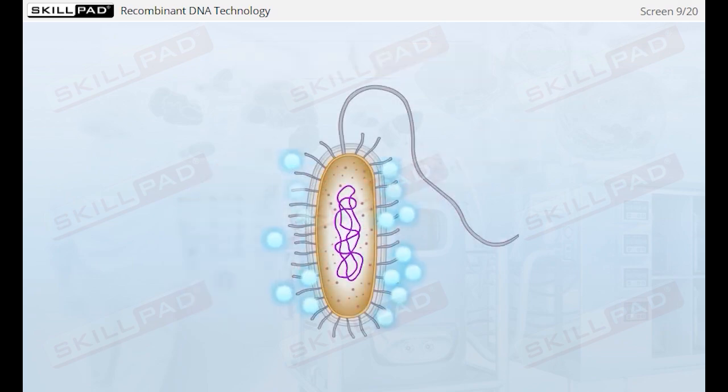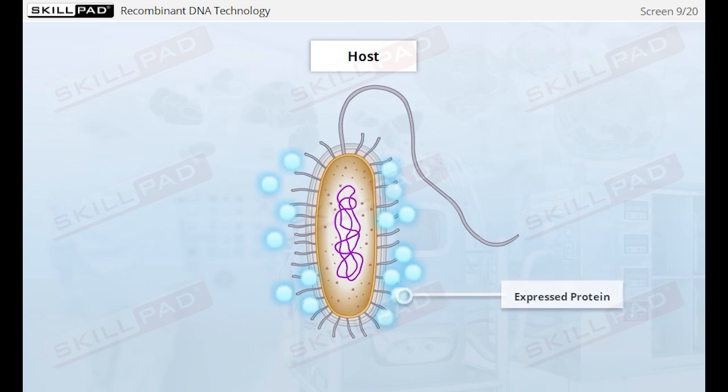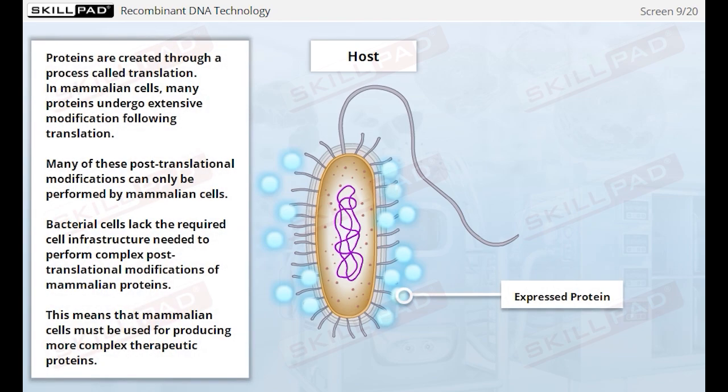The organism that has its DNA modified is known as the host, and the actual protein produced is called the expressed protein. In mammalian cells, many proteins undergo extensive modification following translation. Many of these post-translational modifications can only be performed by mammalian cells. Bacterial cells lack the required cell infrastructure needed to perform complex post-translational modifications of mammalian proteins. This means that mammalian cells must be used for producing more complex therapeutic proteins.